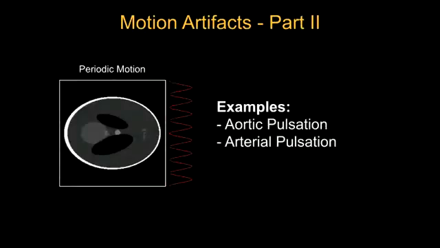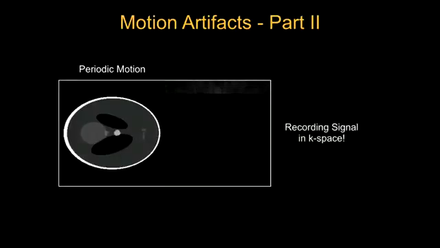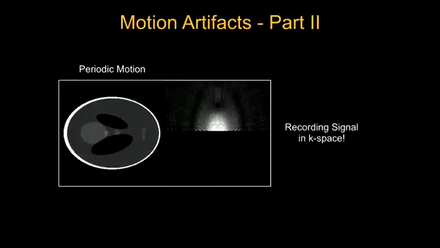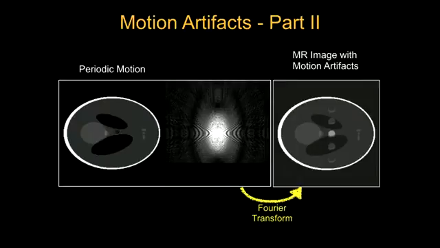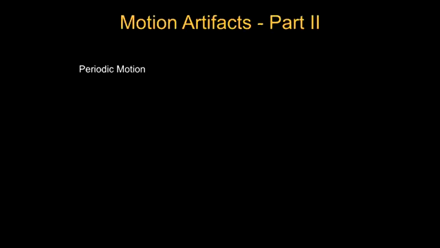Next one is pulsation. Whenever you have very fast motion like this, how do we look at it? Again, we're recording signal in k-space, and then you end up having this kind of artifact. This is a very common MR artifact whenever you try to scan anything that contains a vessel. The vessel has this pulsation, and you're going to see this. So how do we understand it?